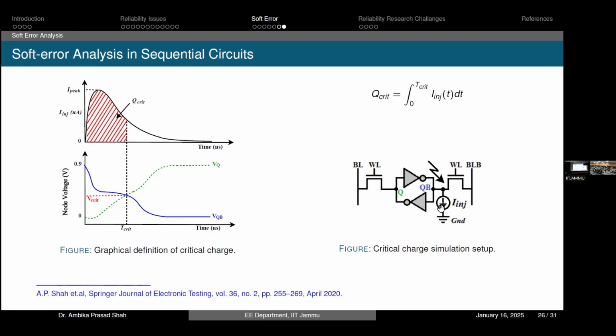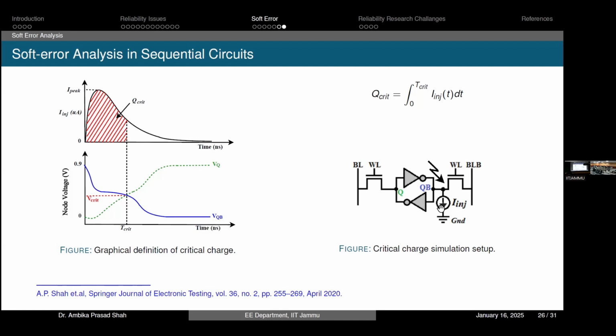This double exponential current you can create in the simulation setup, but what the rise time and fall time will be, you should decide based on the technology, based on the other parameters as well, based on the charged particle which we are considering to test it. Okay. Any other questions?